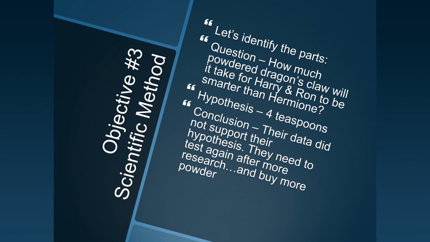The question they wanted to solve was how much powdered dragon's claw will it take for Harry to be smarter than Hermione? The hypothesis was 4 teaspoons. And their conclusion was that their data didn't support their hypothesis. They need to test again after more research and buy more powder.